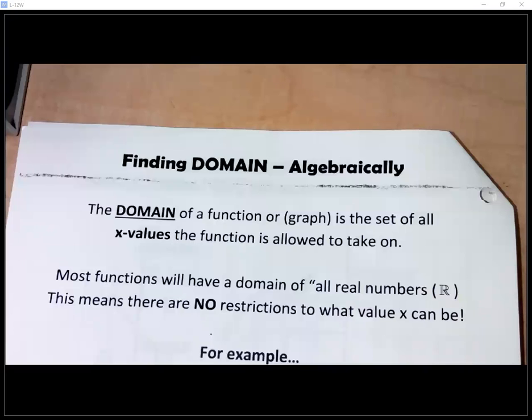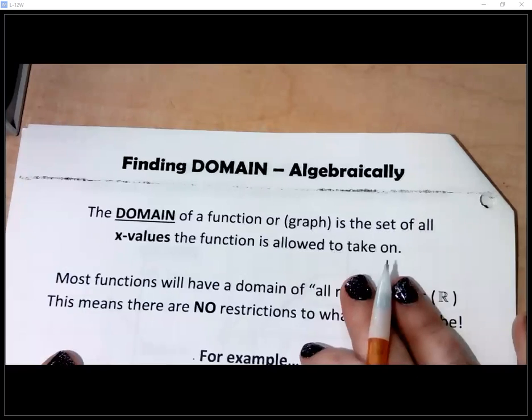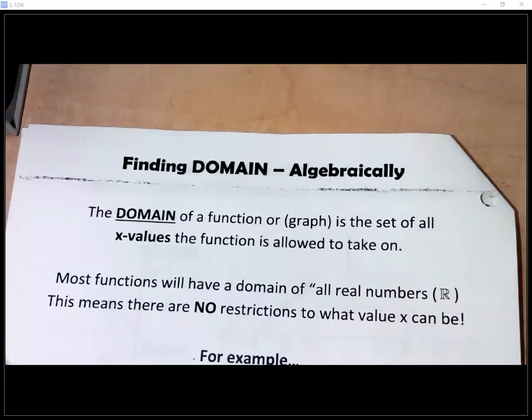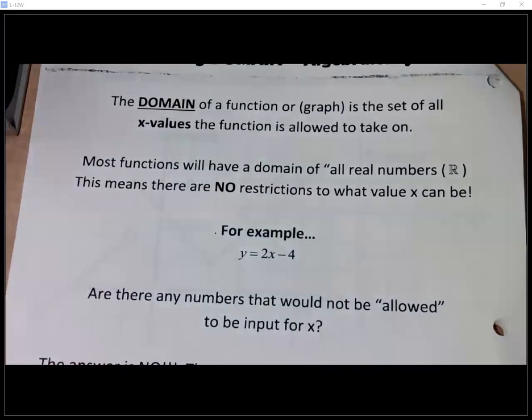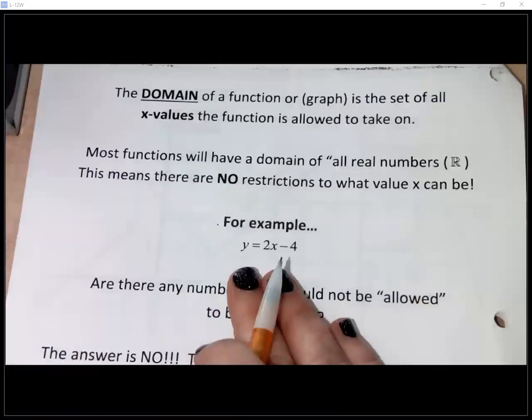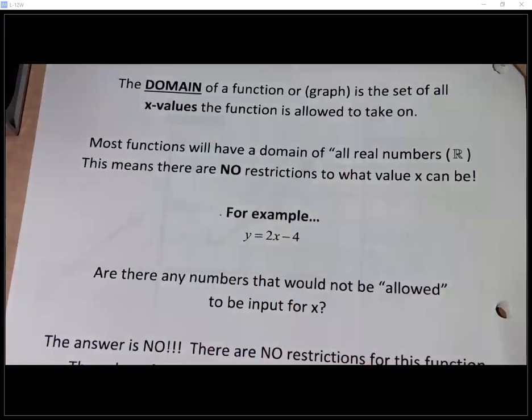We have very nice instructions here laid out for us, but this does take some thought. So let's read through. We already know what the domain is, the X values that the function's allowed to take on. Notice in this next blurb, most functions will have a domain of all real numbers. This means there are no restrictions to what the value of X can be. We have an example here, y equals 2x minus 4. You can plug in any number in the entire real number system and you will get an answer back out.